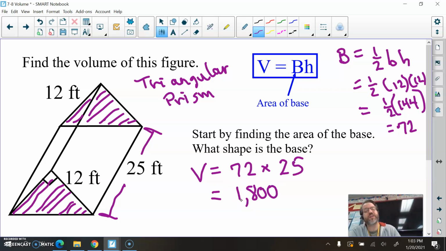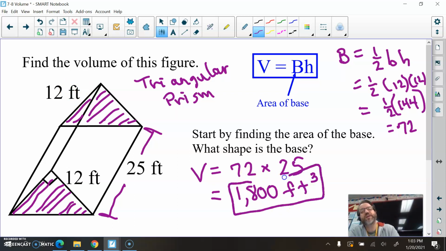So it is 1,800. We need a label now. Volume is cubic units. Our unit of measurement is feet here, so I'm going to put feet cubed. Or said better, that would be 1,800 cubic feet.